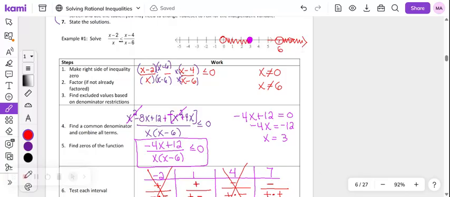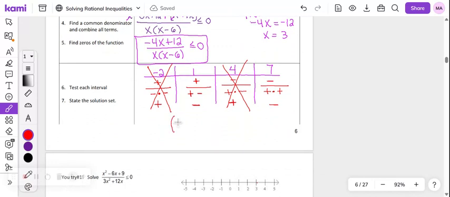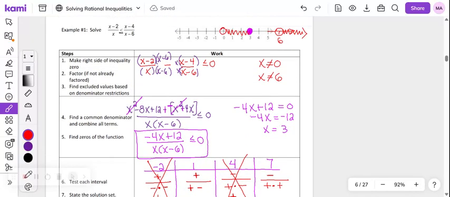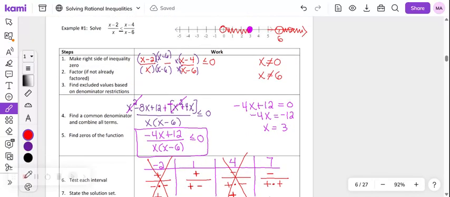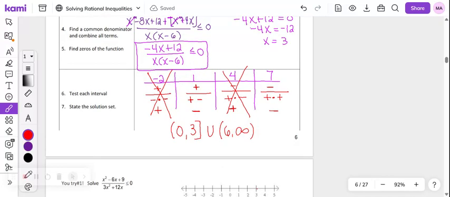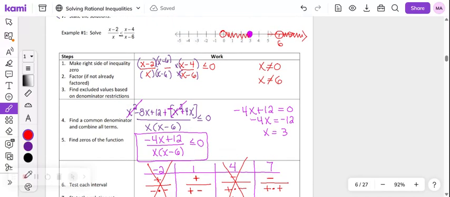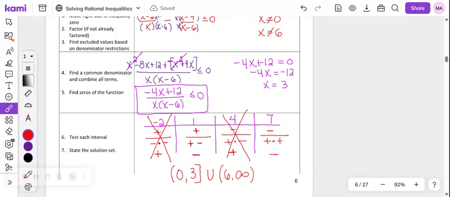So our solution goes from 0 to 3, including the 3. So 0 to 3, we'll put a bracket on the 3. Union, which means there's more to come. And then from 6 to infinity, not including the 6. So that would be a parenthesis to infinity. And that right there is our solution set. You can see it on your number line. We need to see it on your number line, but I also want to see it in interval notation.